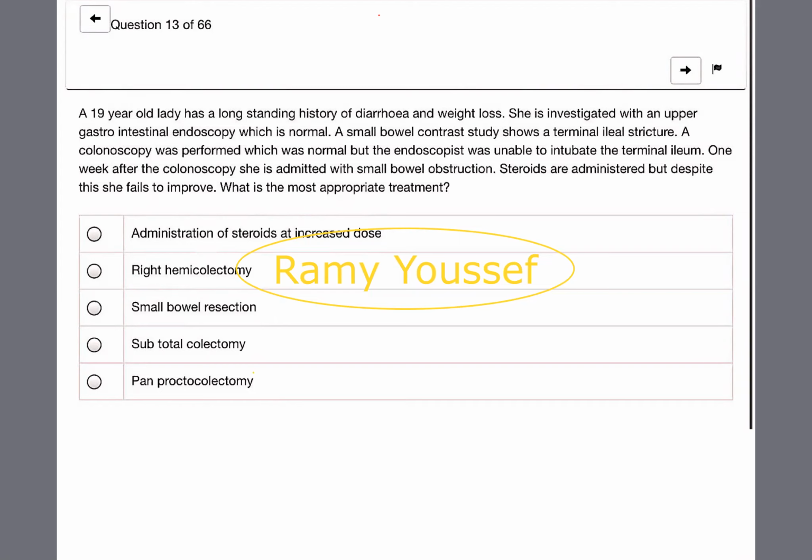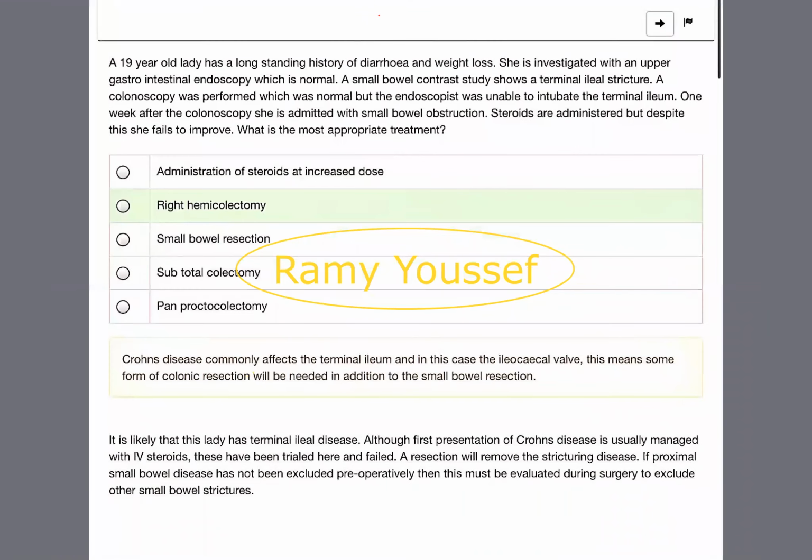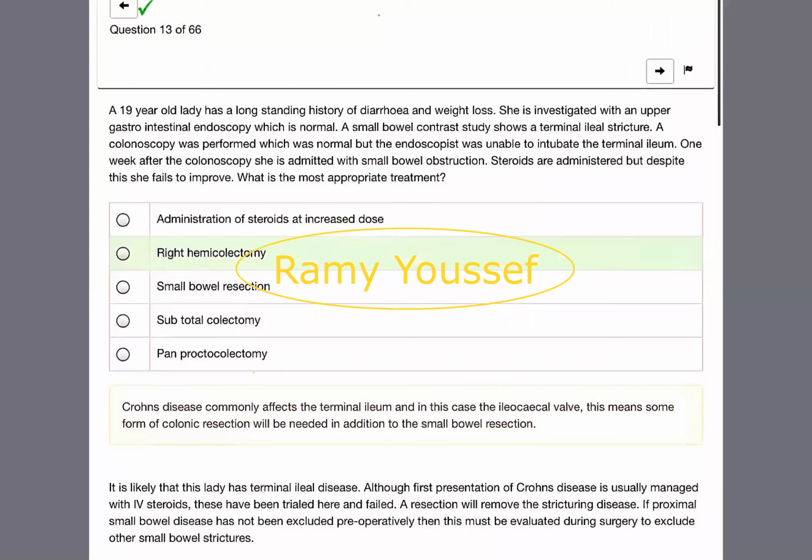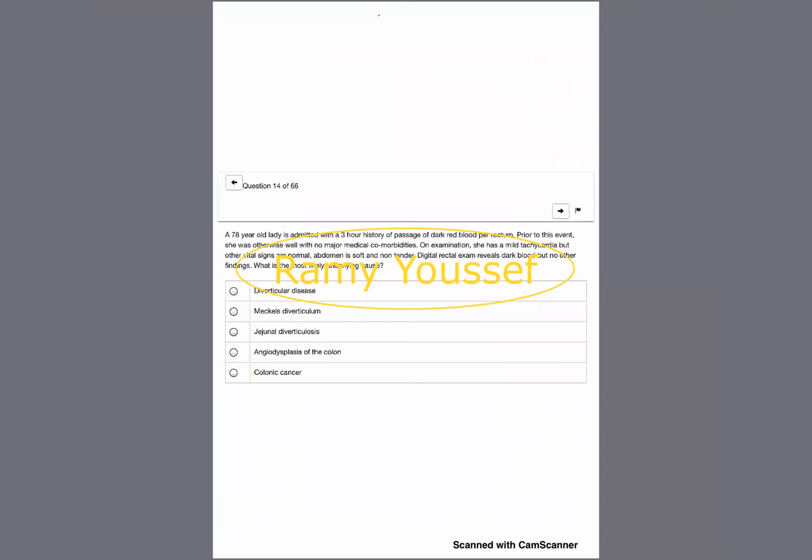Panproctocolectomy, no, just a terminal ileitis. So you go for right hemicolectomy. Just the standard for any ileal problem, terminal ileum problem. Okay, and he told you that he can't cannulate the ileocecal valve. That means the swelling and the obstruction or the thickening of the terminal ileum has already reached the ileocecal valve, so you can't do just a segmentectomy or partial resection of the small bowel. You have to go for right hemicolectomy. Okay, next question.